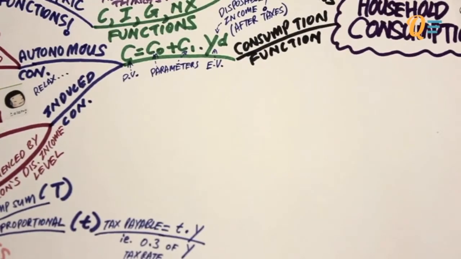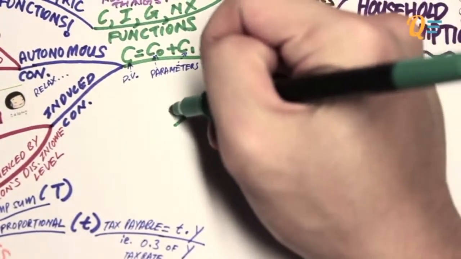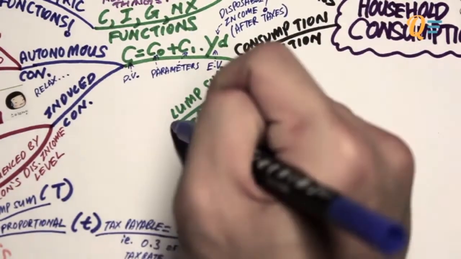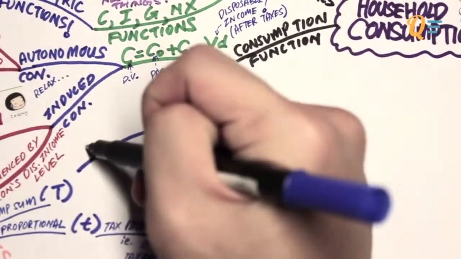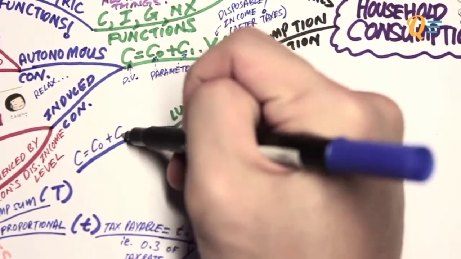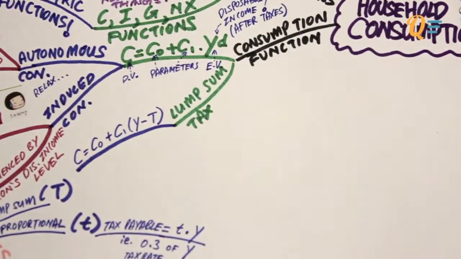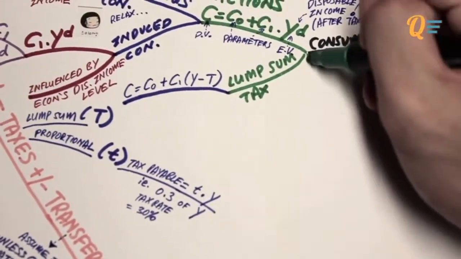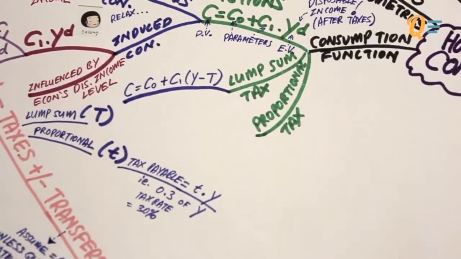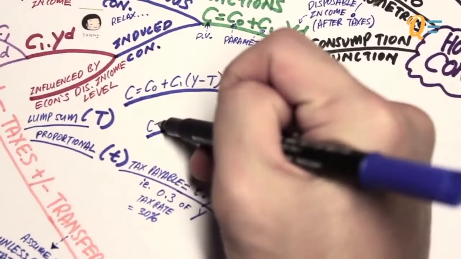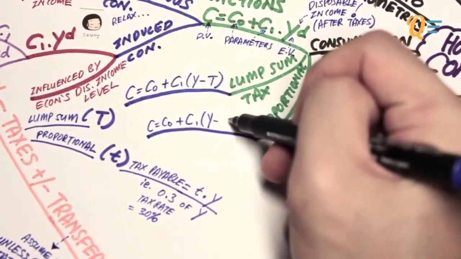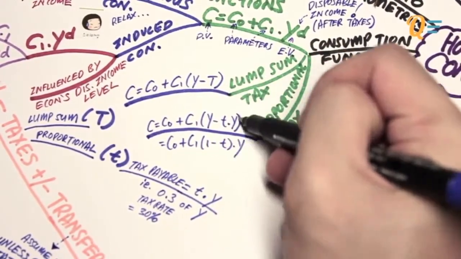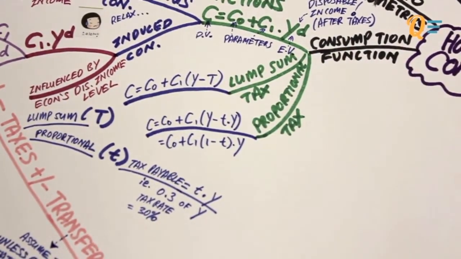So let's just add this into our consumption function and see what it will look like for a lump sum tax as well as a proportional tax. For a lump sum tax, total consumption is going to equal C0 plus C1 multiplied by bracket Y minus T. So this is very simple. Now let's take a look at the proportional tax. Total consumption is going to equal C0 plus C1 multiplied by Y minus t times Y, which can also be simplified into this particular function that you see right here.